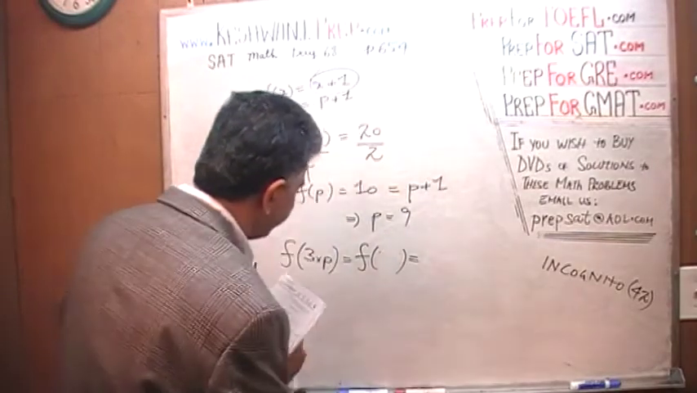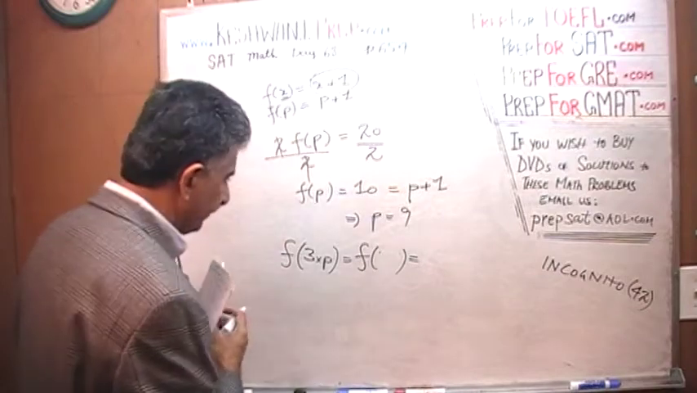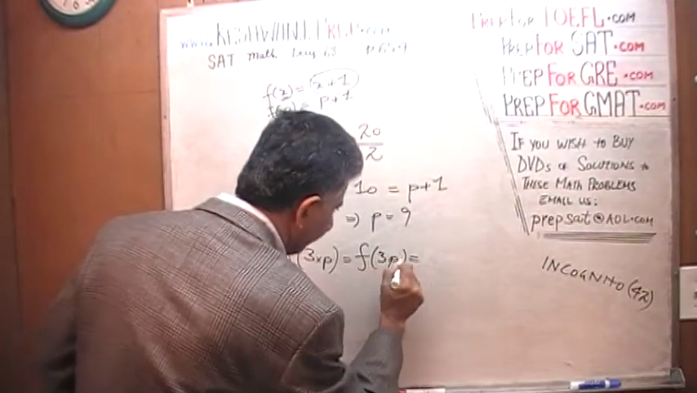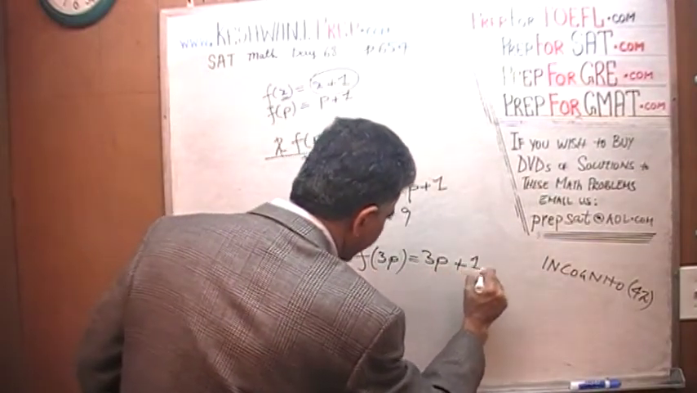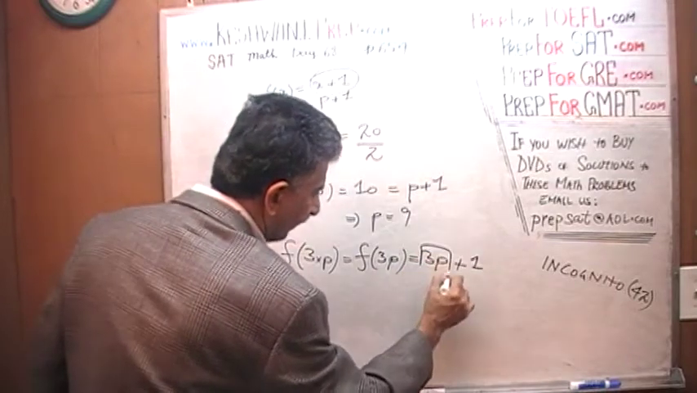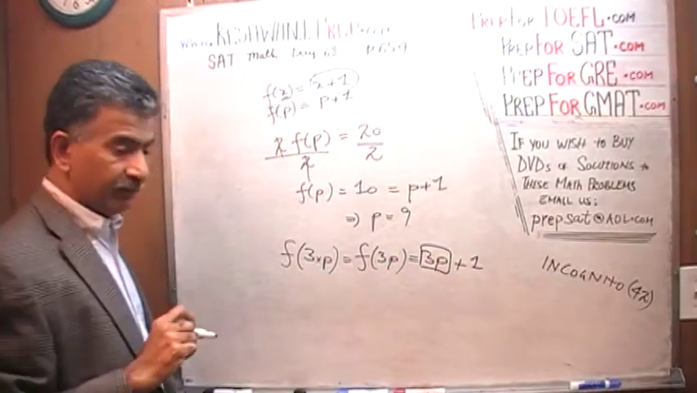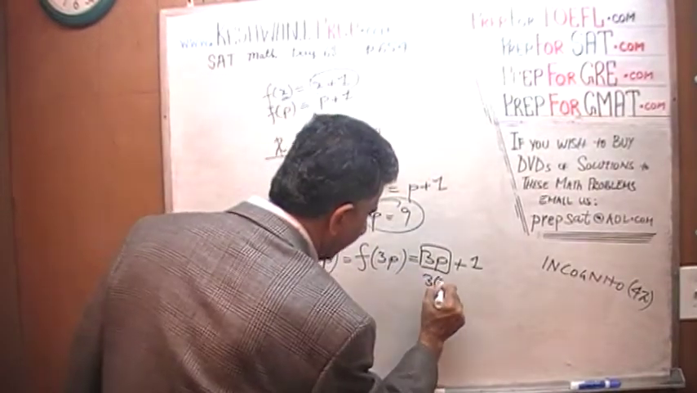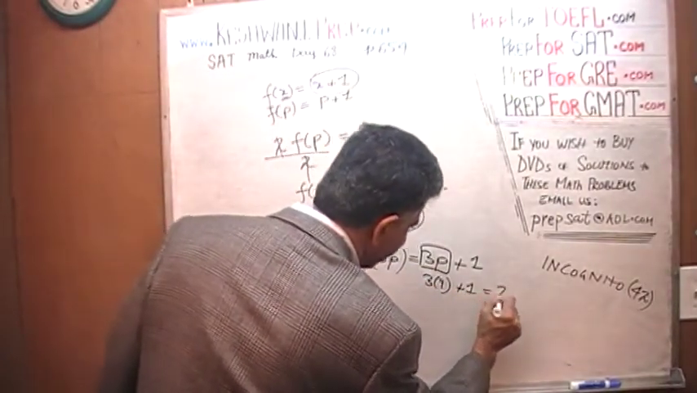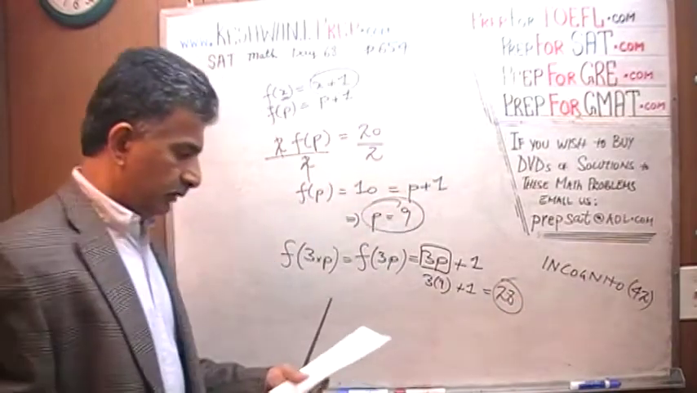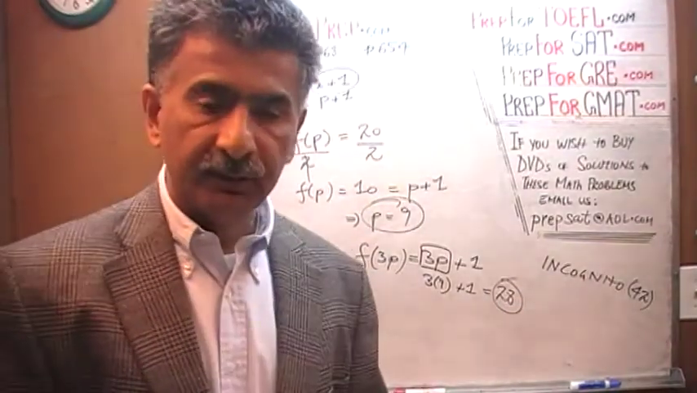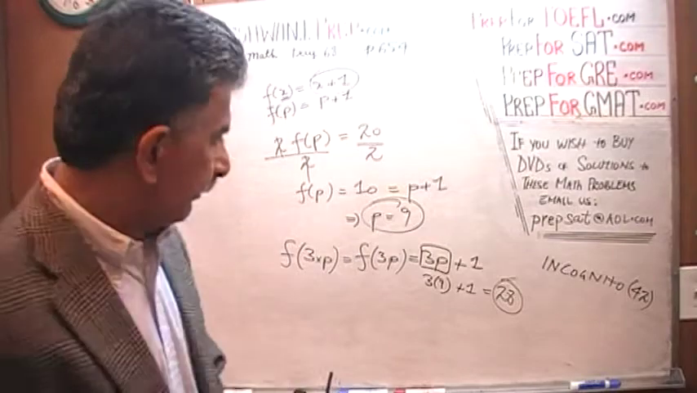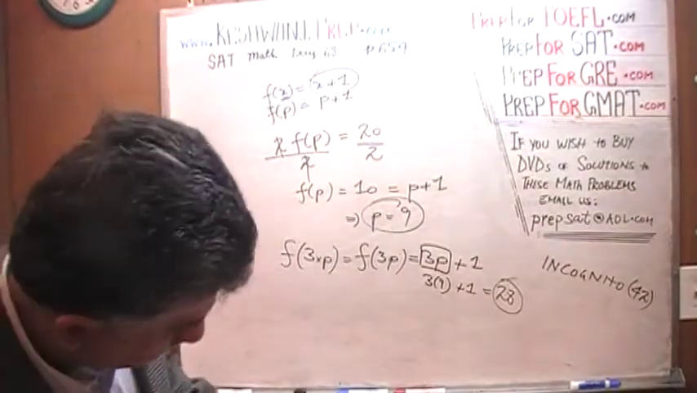F of 3p, we could have written it like this, is equal to 3p plus 1. In place of x, we put down 3p. And p we just found out is 9. So it's 3 times 9 plus 1, which comes out to be 28. The answer is 28. The very last one is on page number 14.